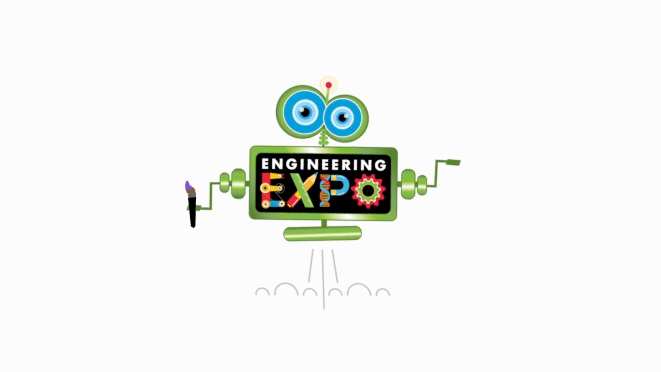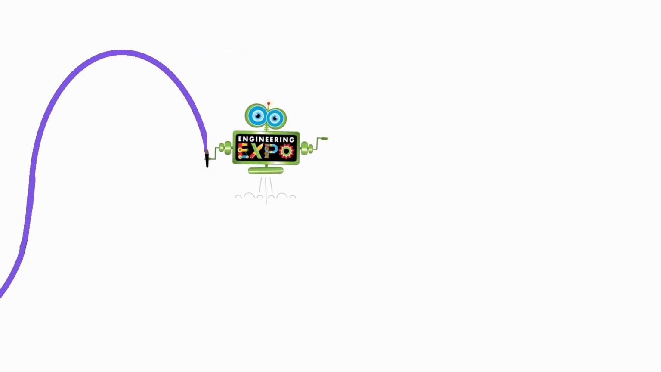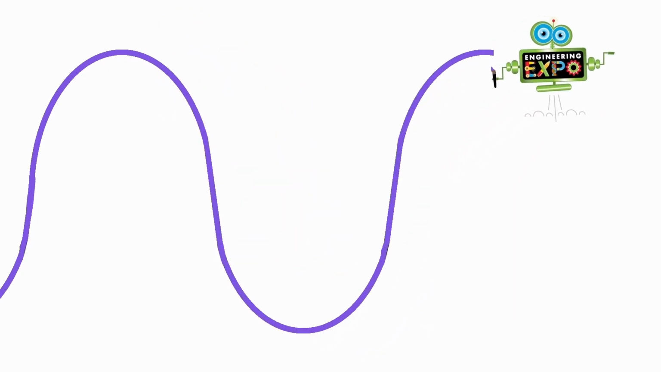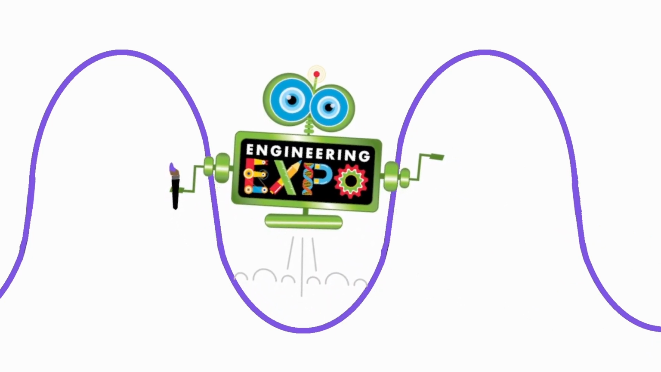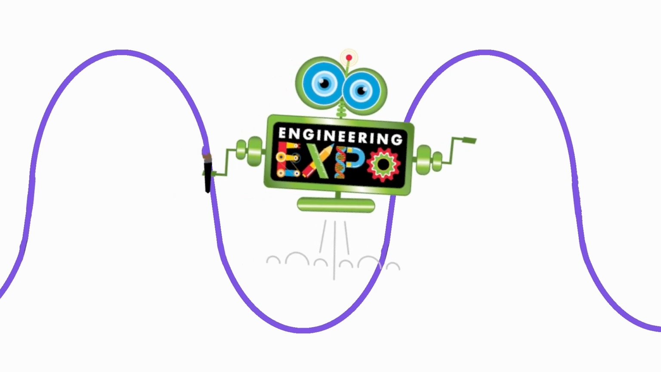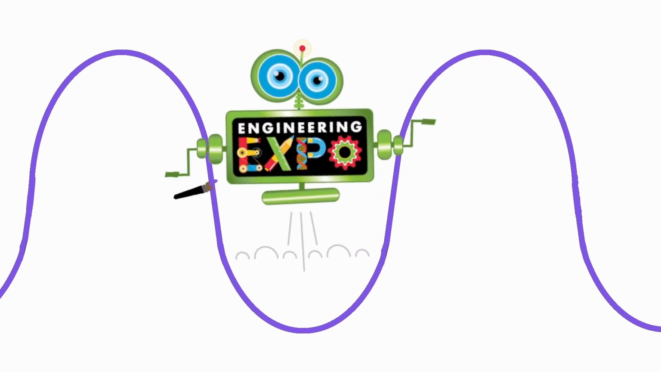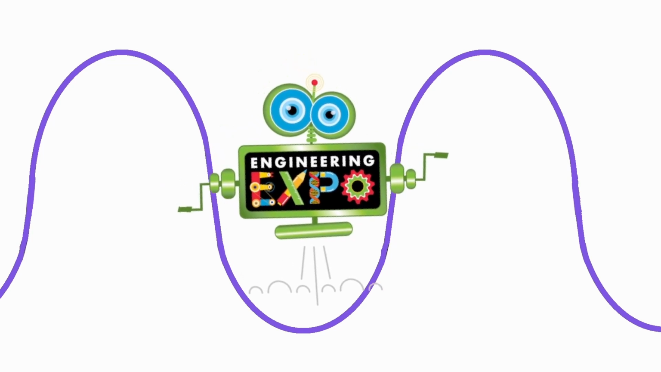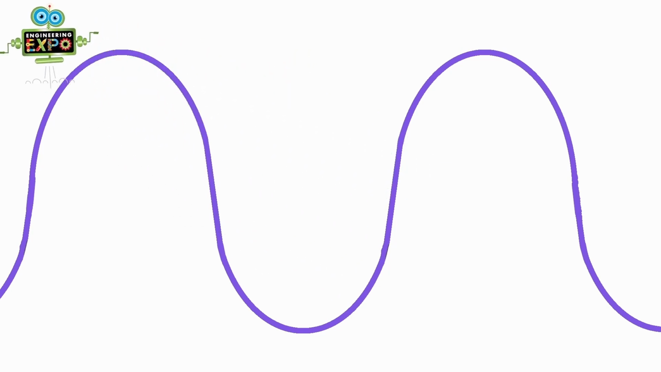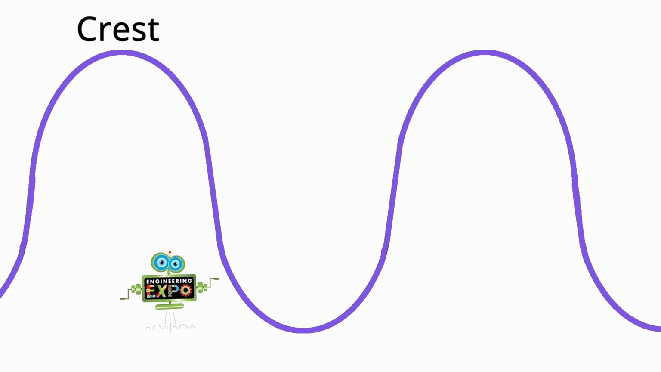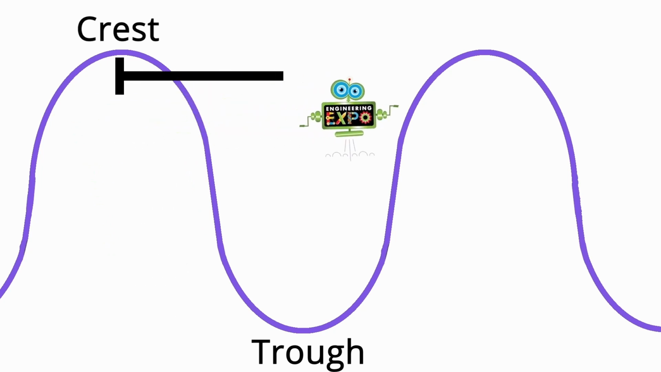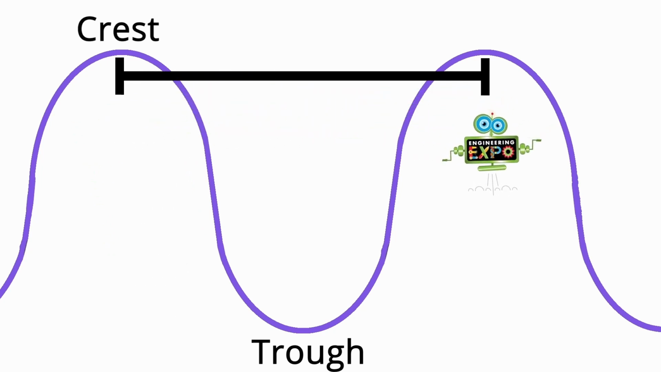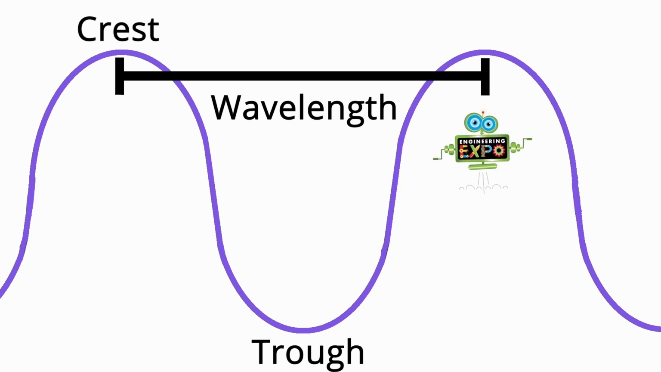Let's learn about waves. Let me draw a wave for you. Perfect. Now that we have a wave, we can learn about the parts of a wave. The top of the wave is called the crest, and the bottom of the wave is called the trough. If we measure from crest to crest, or trough to trough, that's one wavelength, also known as lambda.